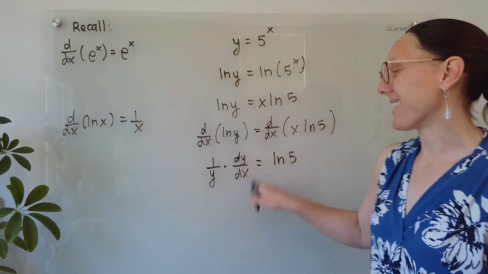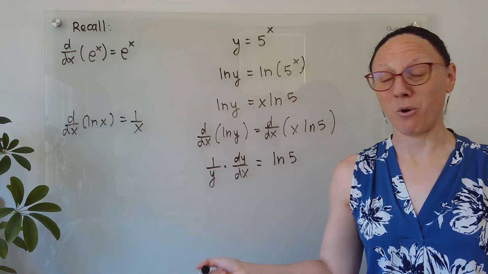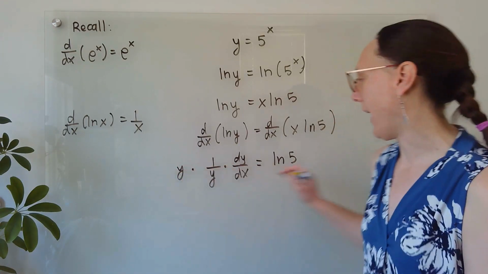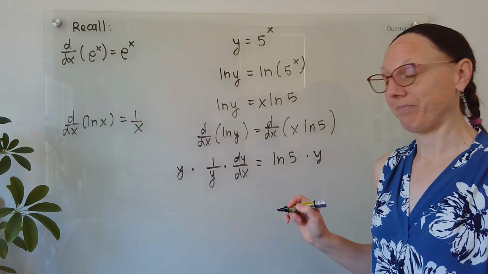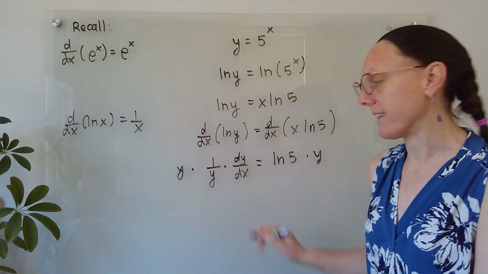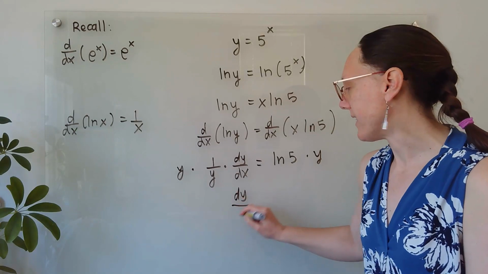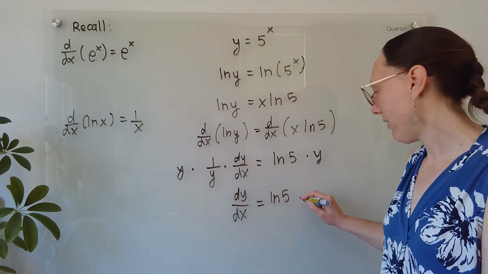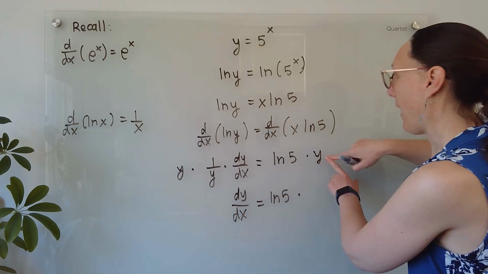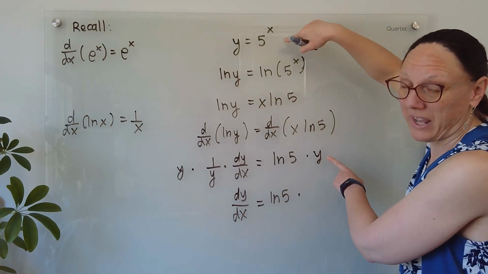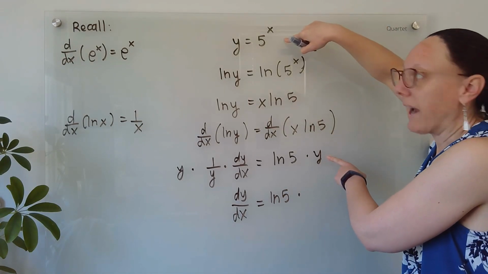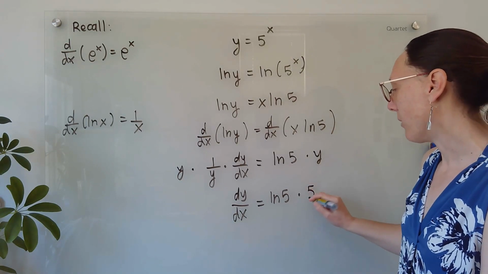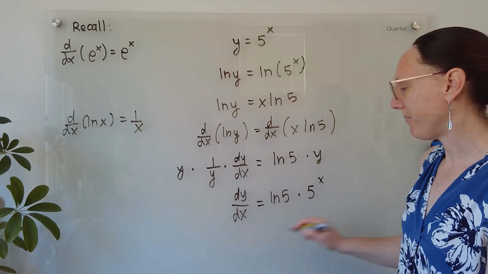Next up, I want to go ahead and solve for dy dx, because that was my whole goal. And I'm going to do that by multiplying by y on each side of the equation. Here my y's are going to cancel out, and I've got dy dx is equal to natural log of 5, but I'm going to take that y and substitute in what the function was for y, and that's 5 to the x. So I've got ln of 5 times 5 to the x.